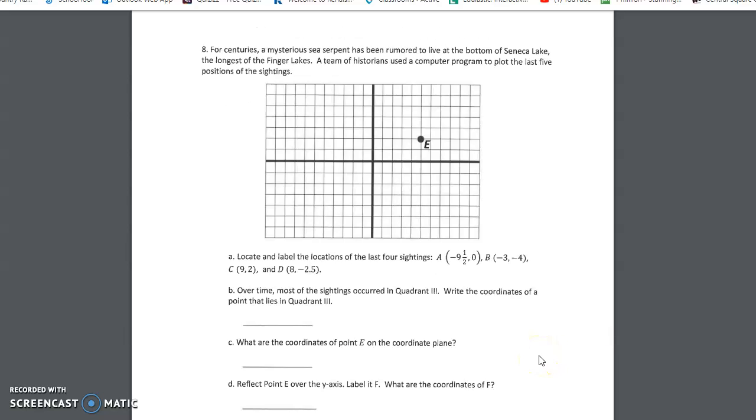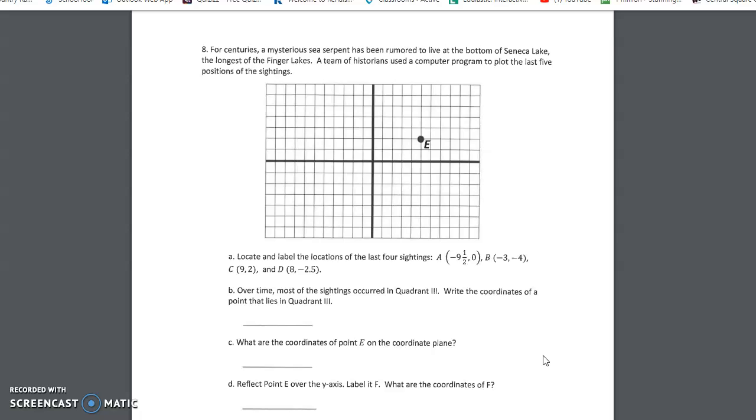8. For centuries, a mysterious sea serpent has been rumored to live at the bottom of Seneca Lake, the longest of the Finger Lakes. A team of historians used a computer program to plot the last 5 positions of the sightings. Part A. Locate and label the locations of the last 4 sightings.